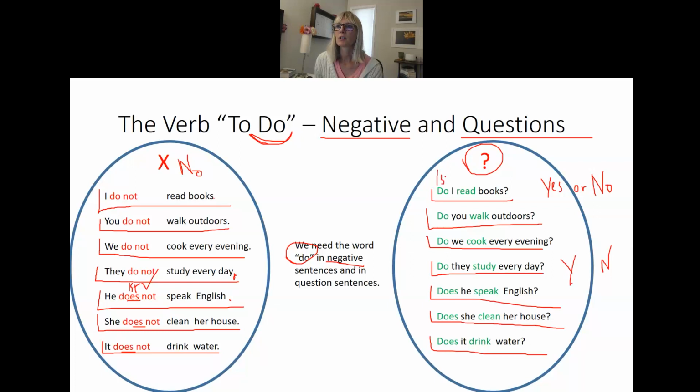This is my first verb. These are my second verbs.